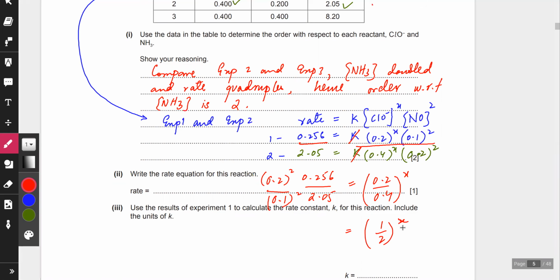The left side: what's 0.256 divided by 2.05? Then it's times 0.2 squared, and then divide by 0.1 squared. So this side is coming out to be half as well. So that means the value of x is actually 1.